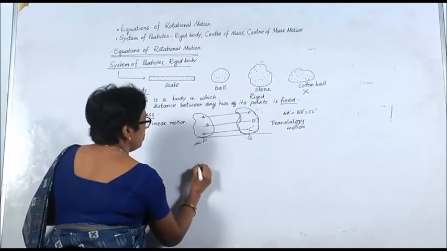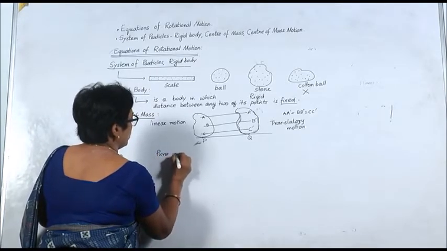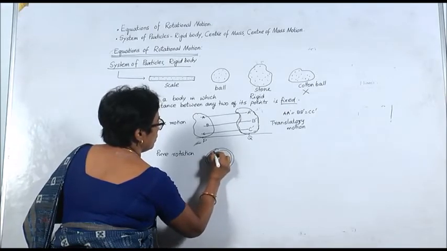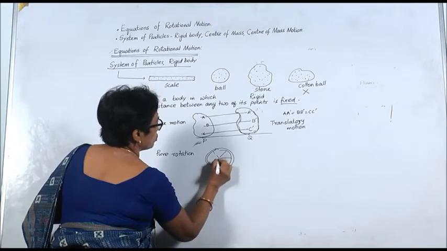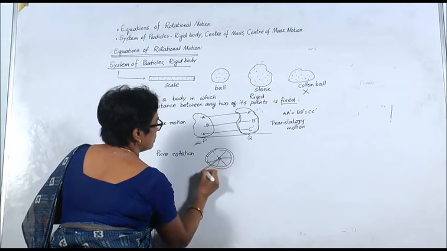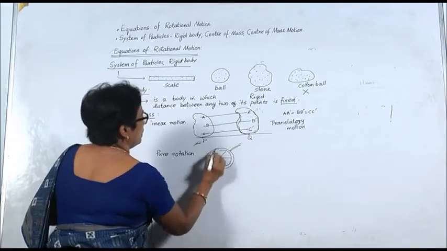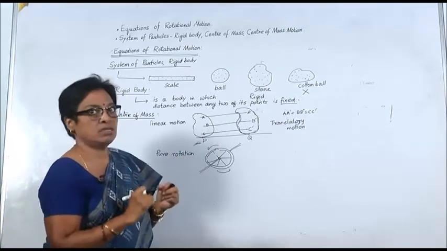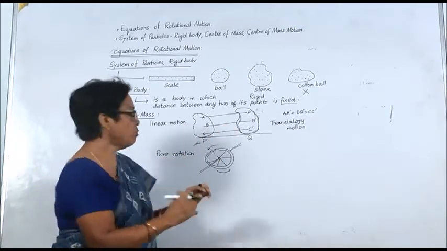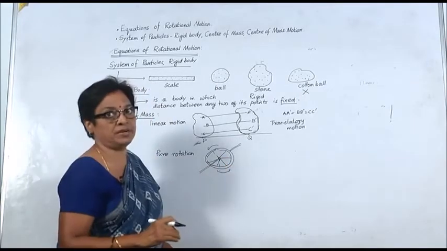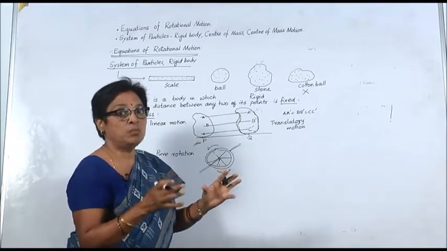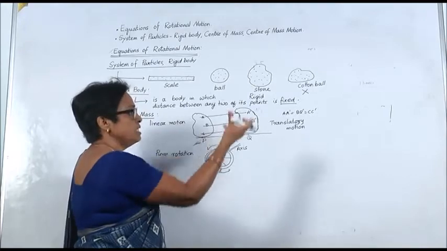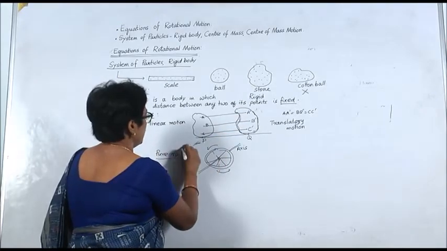Now it can have a pure rotation. For example, you take a cycle wheel, let us say this is a cycle wheel, these are the spokes, and through this, let us say this is the axle, this cycle wheel rotates. So when it rotates, it is not moving from its point, there is no linear movement, but it remains fixed at that point, and about an axis, this is my axis, about this line it is rotating. So this is a case of pure rotation.